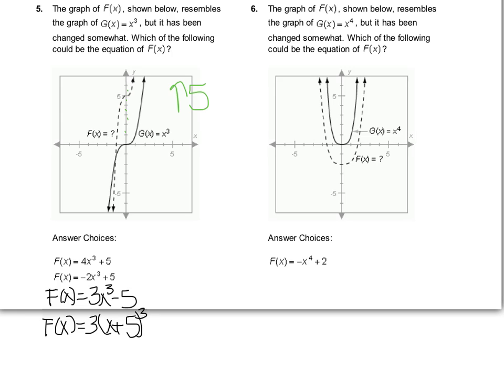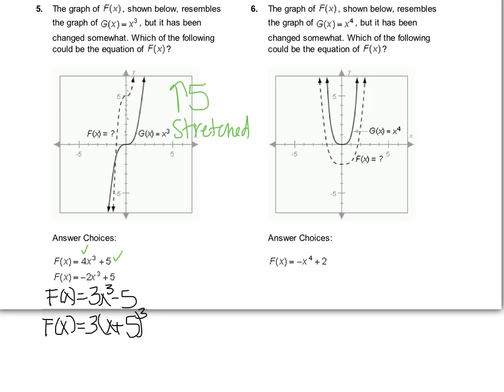And this graph does appear to be narrower, so then we know it was stretched, so we should be multiplying by something. So if I start looking at my answer choices, because this time it may actually be easier to look at those to decide what it is. So it says f of x equals 4x cubed plus 5. Well, that would take care of moving it up 5, and the 4 in front would stretch it, so that's pretty good. Look at the next one.